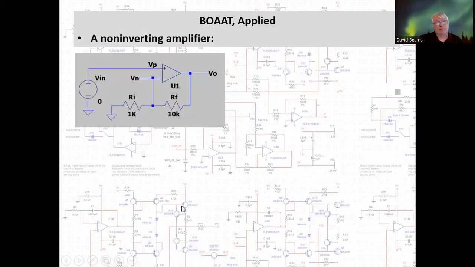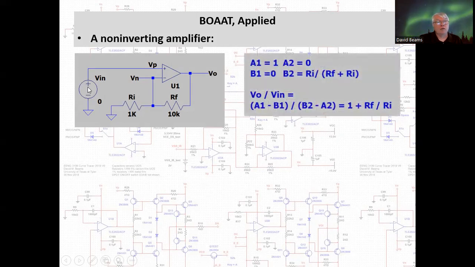Let's try a non-inverting amplifier. In this case, V in equals V sub P. So the coefficient A1 is 1. There's no connection from the non-inverting input to the output, so A2 is 0. And B1 now is 0, no connection from the B network consisting of this voltage divider to the input voltage. And B2 is determined by this voltage divider of Rf and Ri. And so V out over V in is A1, which is 1, minus B1, 0, divided by B2 minus A2. And 1 over B2 is simply Rf plus Ri over Ri, which I can then divide through by Ri, and I get 1 plus Rf over Ri, which is a well-known result for this amplifier topology.